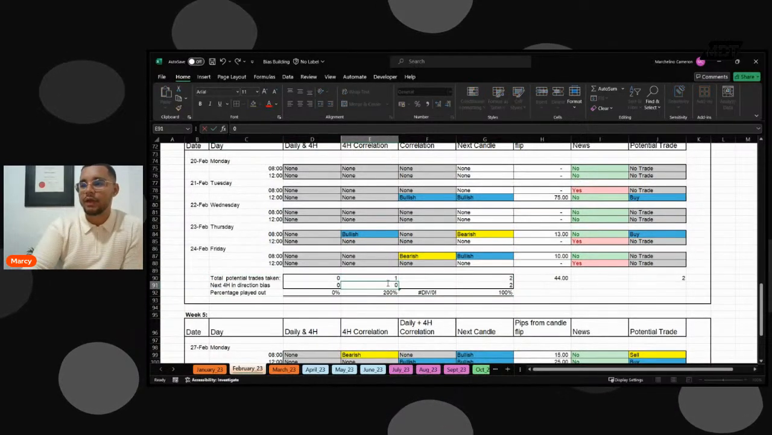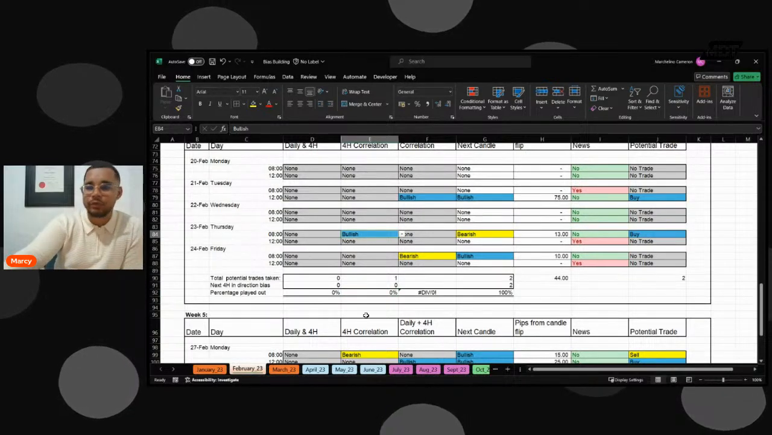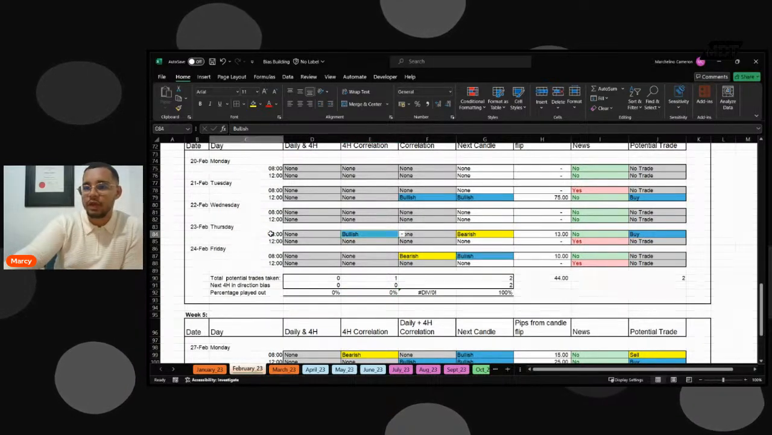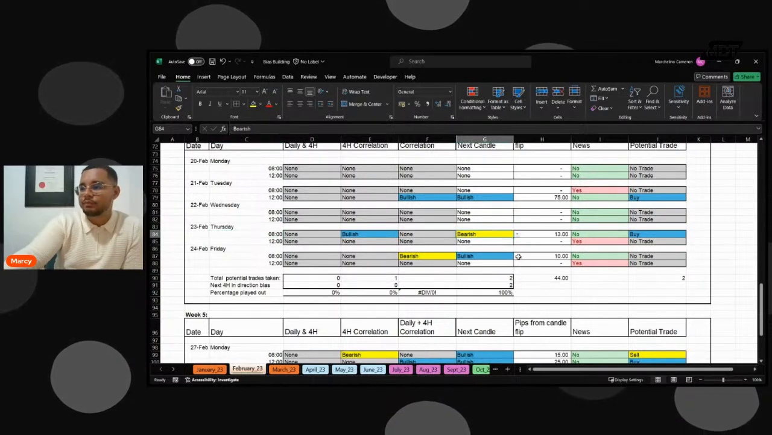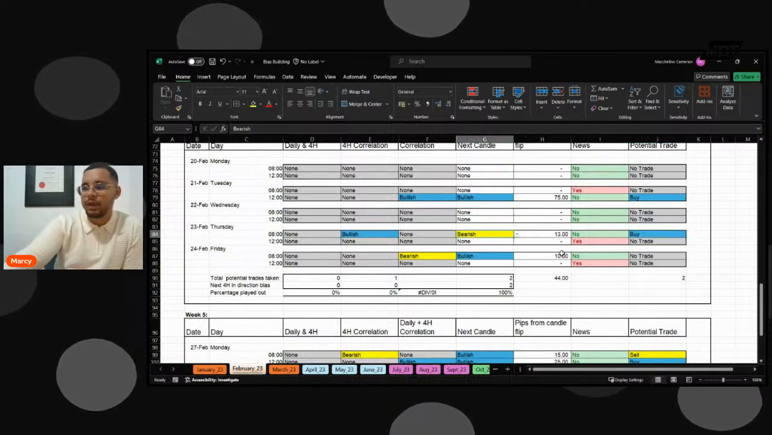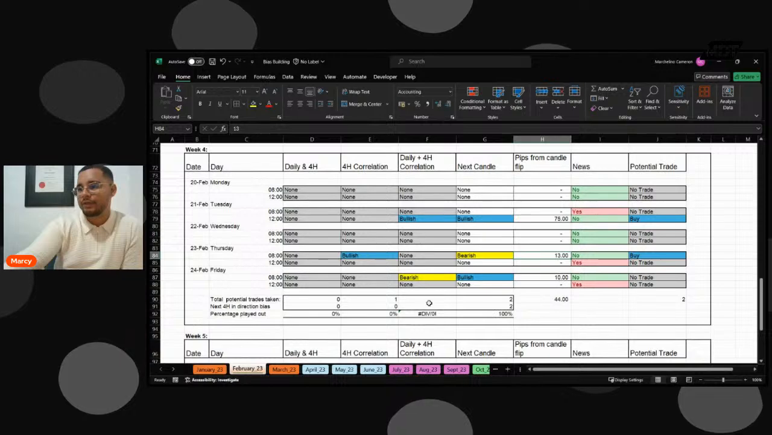So here we had a bullish bias for this particular session, Thursday, between 8 and 12. And then what you can see is that the next candle didn't play out. We were looking for buys. Next candle didn't play out. The next candle only pushed up 13 pips in our direction, and that's that.